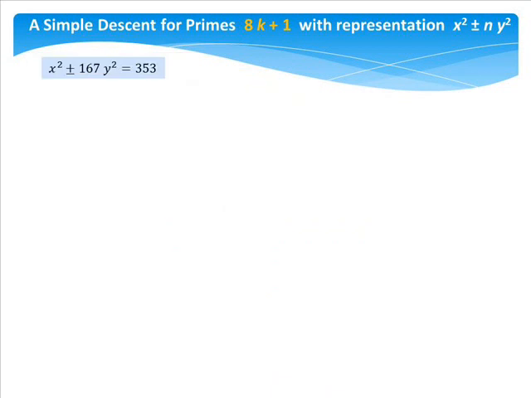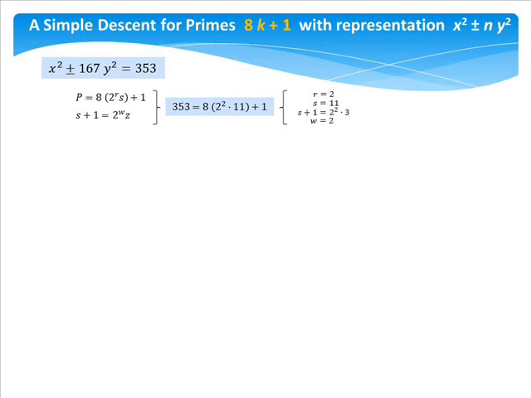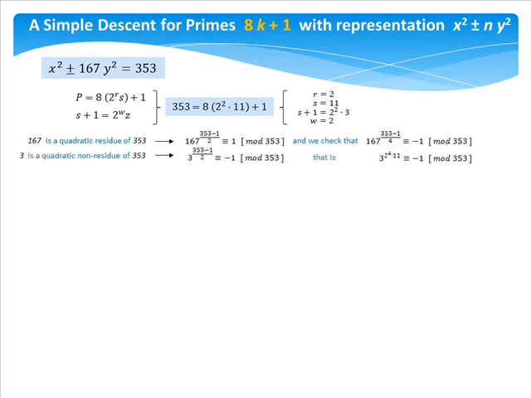It's time to see an example of the procedure. As 353 equals 8 times 2 squared times 11 plus 1, we set the values of r as 2, s as 11, and w as 2. 167 is a quadratic residue of 353. Also, 3 is a quadratic non-residue of 353.